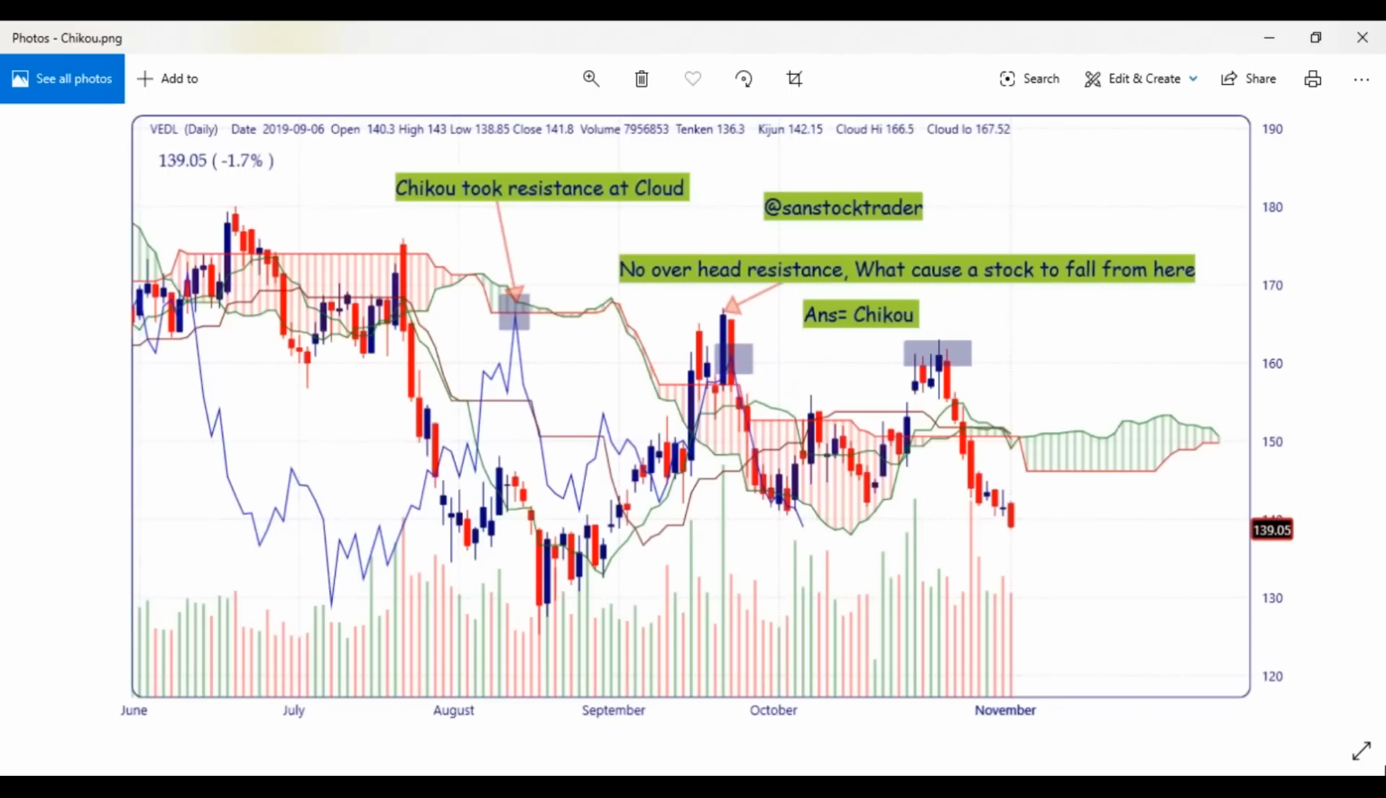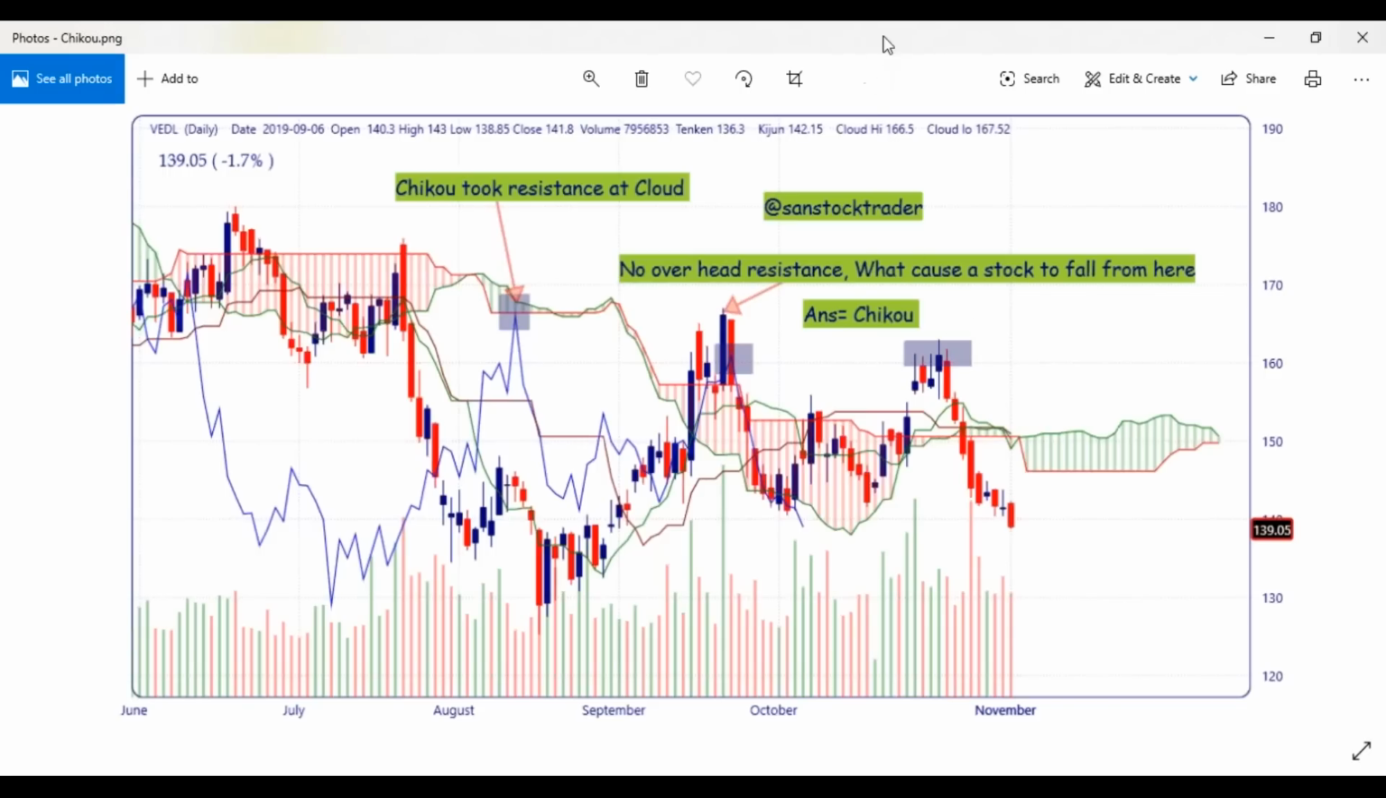One more example, price was above the cloud. Somebody may think, what happened here? There is no resistance. If one looks only at price action and candles, he can say there wasn't any resistance here. Then what makes price fall from this level? The answer lies here. Chikou was facing resistance at the cloud. So when Chikou is above the cloud and above the price, then Chikou is called free.